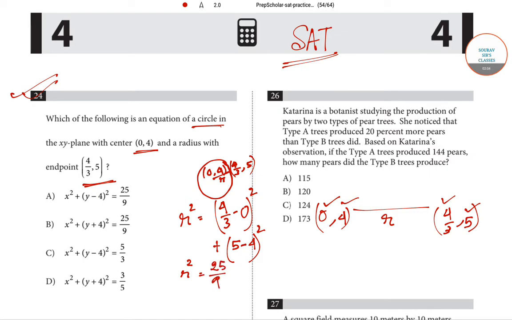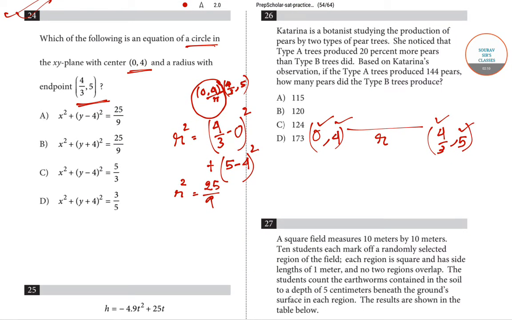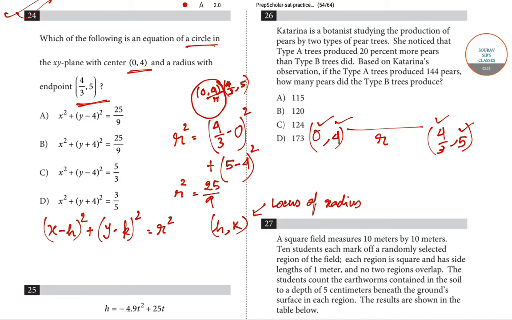So r square will be equal to 25 by 9. And if you already know the equation of a circle, it is in the form of (x minus h) whole square plus (y minus k) whole square is equal to r square, where (h, k) is the locus of the center, and r is the length of the radius. H is the x component of the center and k is the y component.